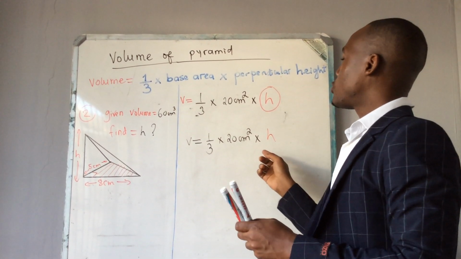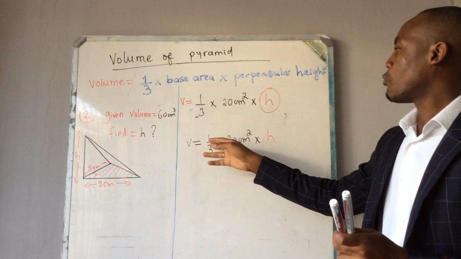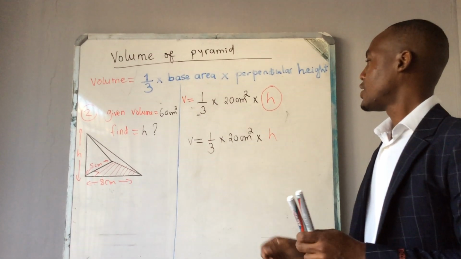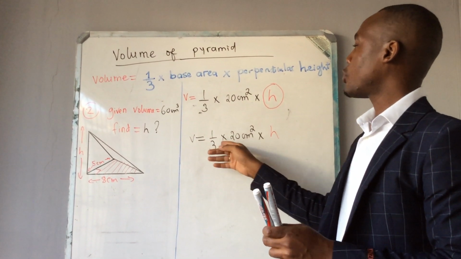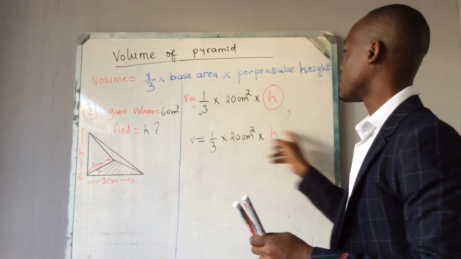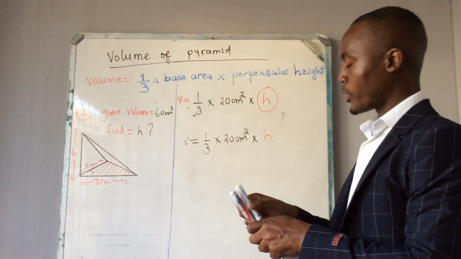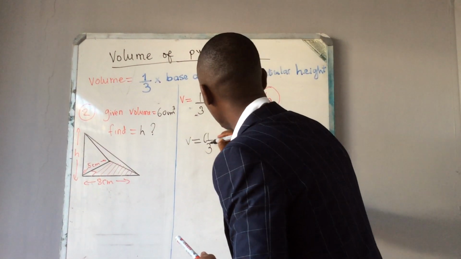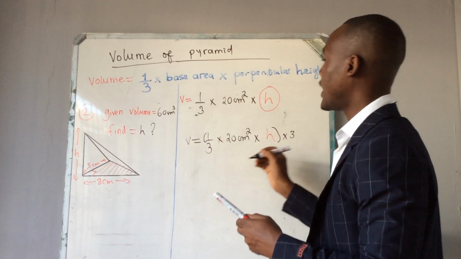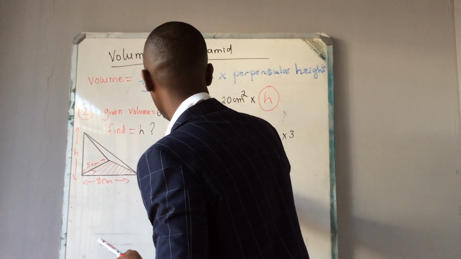Now, I'm going to use some algebraic manipulations. Since we have a denominator of 3 here, with 1/3, we can get rid of this 3 by multiplying by this whole expression. Now, in algebra, what you do on one side, you do on the other side. So we're going to multiply all this times 3. And if we do this side, we also do the same on that side. So we multiply the volume here times 3.